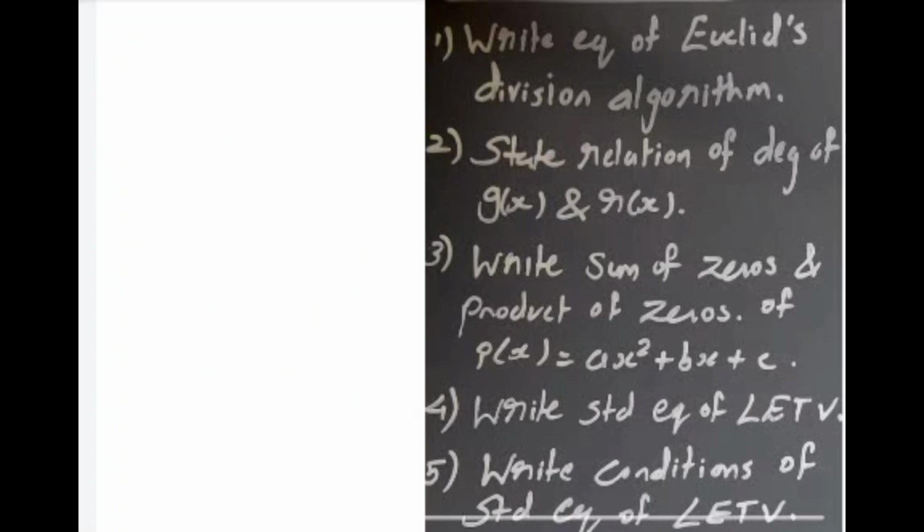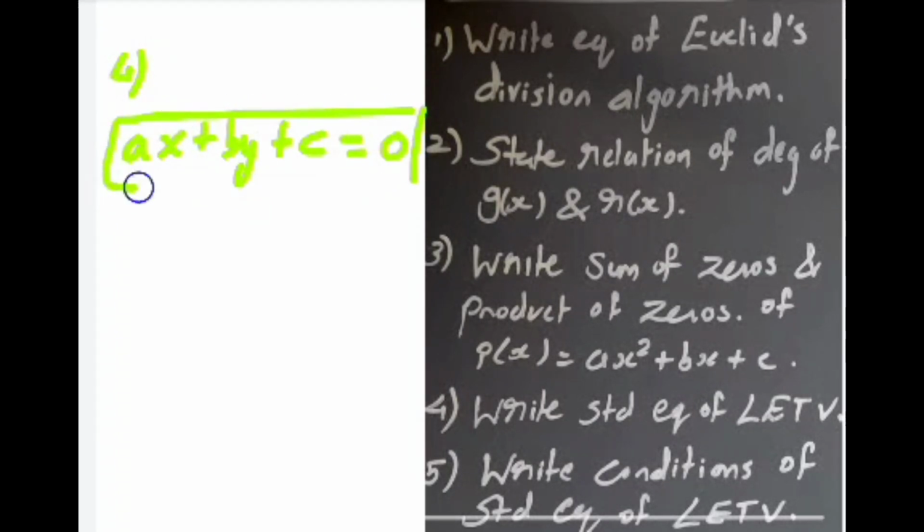let's see the fourth one. Write standard equation of linear equation in two variables. So standard equation है ax plus by plus c is equal to 0. This is the standard equation. Now let's check the next one.